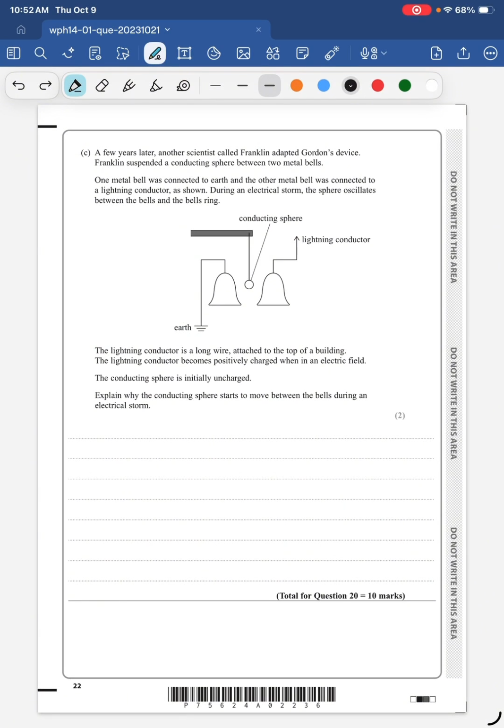The lightning conductor is a long wire attached to the top of a building. The lightning conductor becomes positively charged when in an electric field. The conducting sphere is initially uncharged. Explain why the conducting sphere starts to move between the bells during an electrical storm.